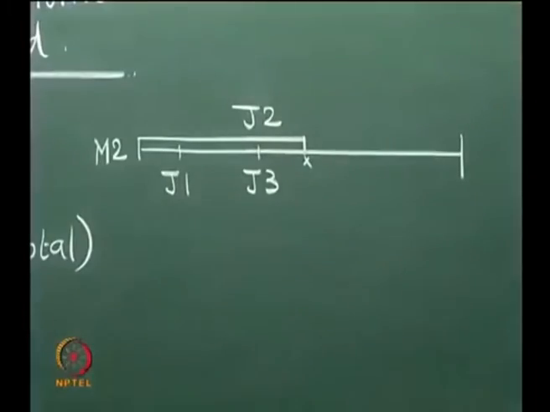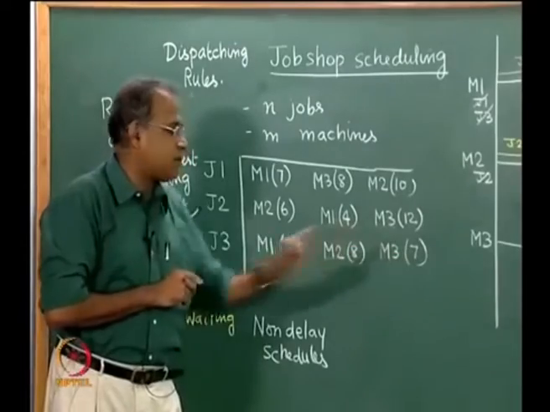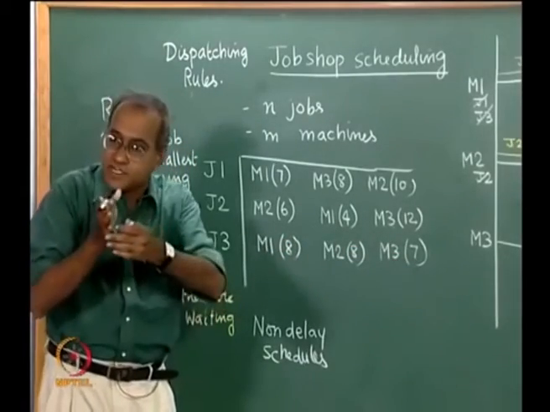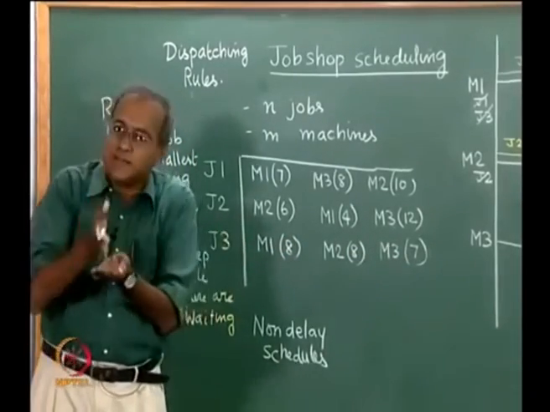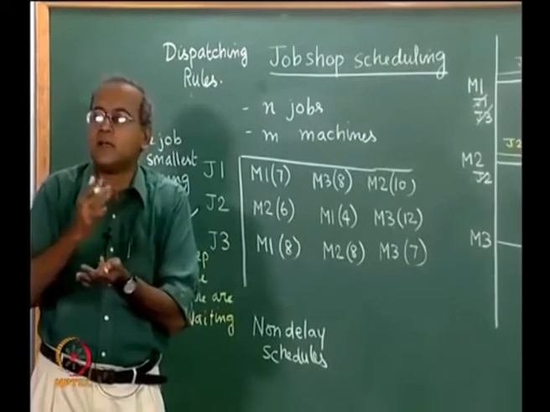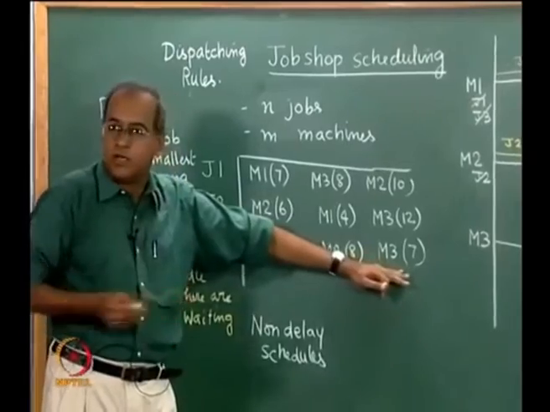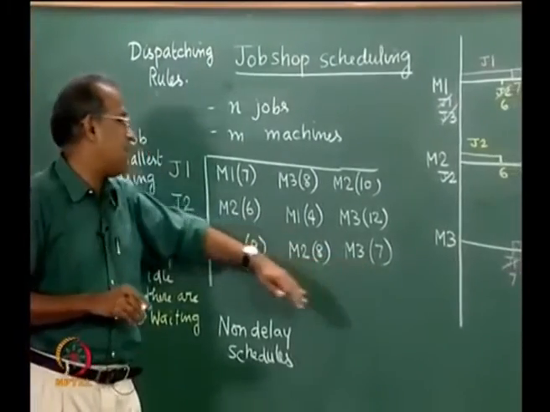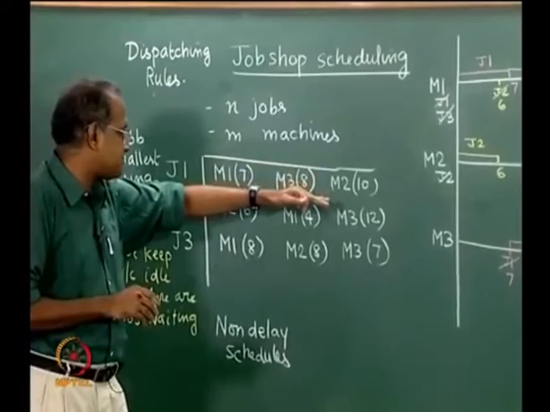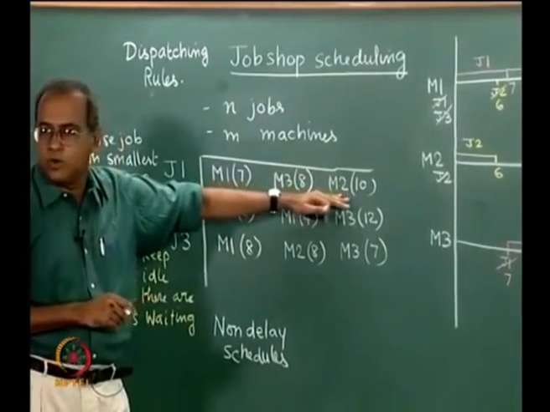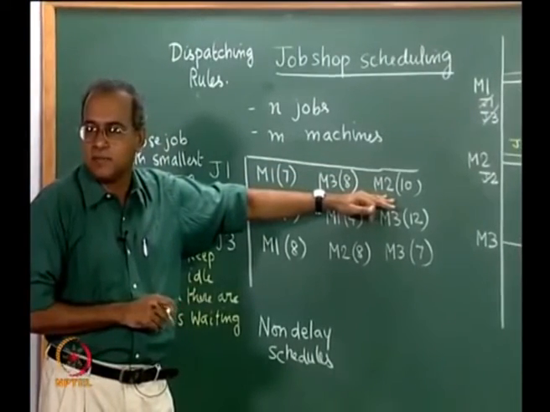When J3 comes here on M2, J3 has a total of 23, it has already finished 16, it has 7 to go including the current processing time. So, this has 7 to go including the current processing time, this has 18 to go including the current processing time.